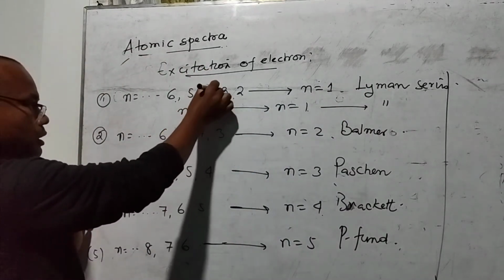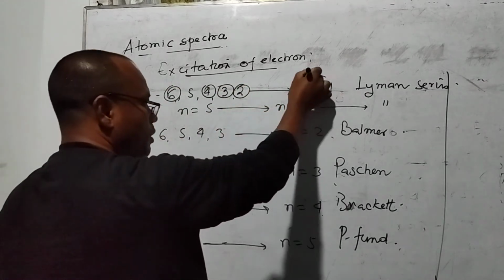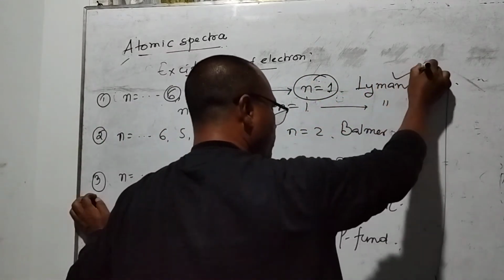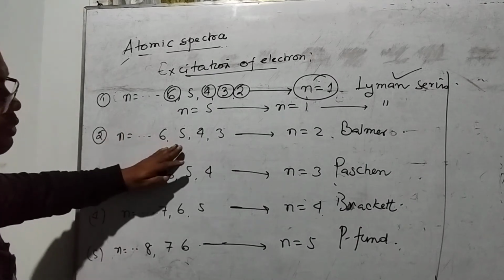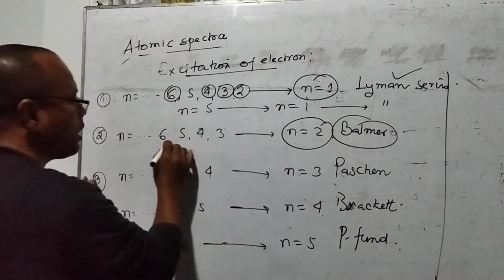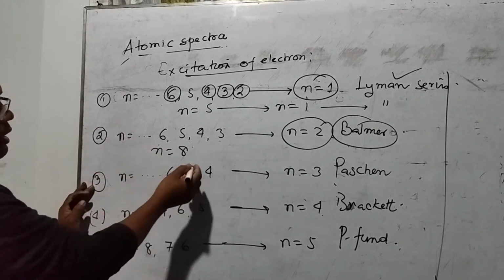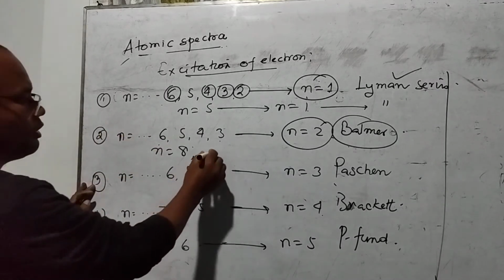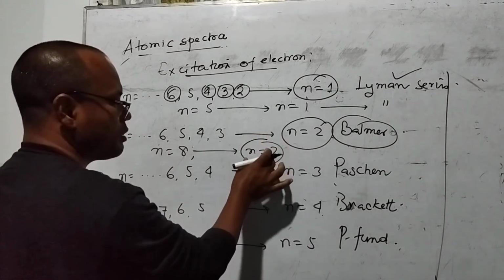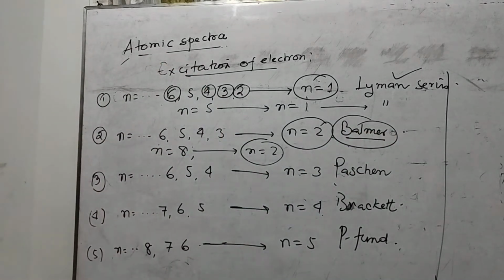That is the Lyman series. Or it can be this one, or this one, or this one, but the only thing is that the lowest energy level is n is equal to 1. That type of series we call the Lyman series. Similarly here also, for the Balmer series, the lowest energy level should be 2. The higher energy level can be any one of them, it can also start from 8. So if the lowest energy level is 2, the name of the series should be the Balmer series. Same case for the remaining ones also.